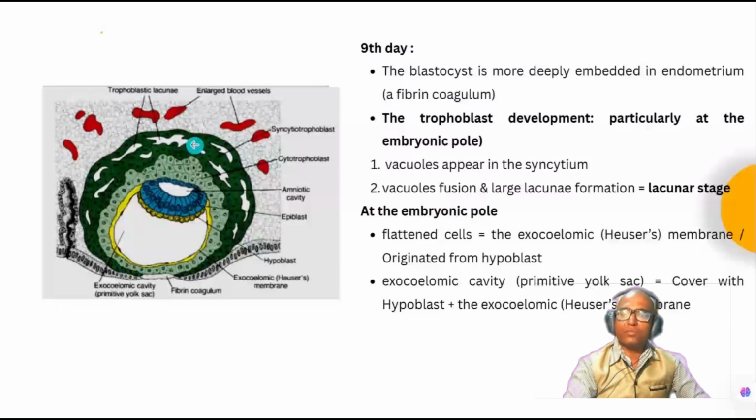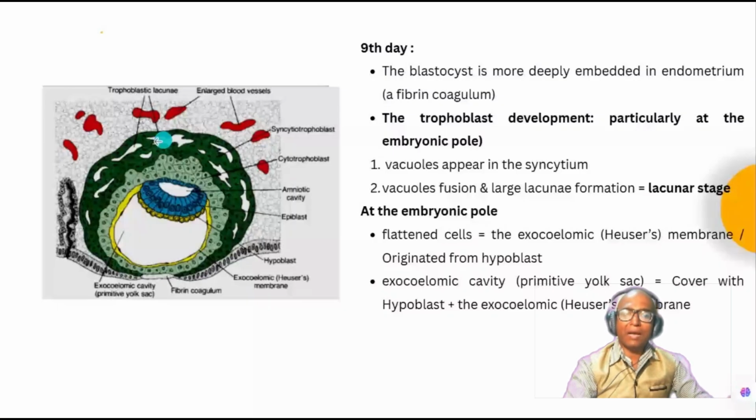The blastocyst is more deeply embedded into the endometrium and the fibrin coagulum is formed. In the trophoblast development, particularly at the embryonic pole, there are vacuoles which appear in the syncytium. These vacuoles fuse and form lacunae. This is called the lacunar stage. Okay, these are the lacunae which are forming in the syncytiotrophoblast, and that is called the lacunar stage of the blastocyst.